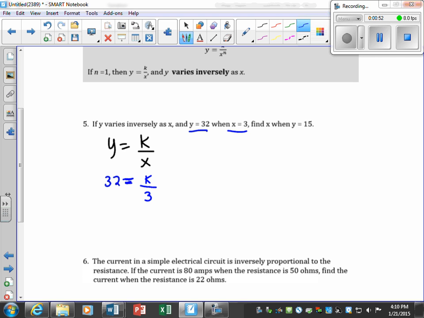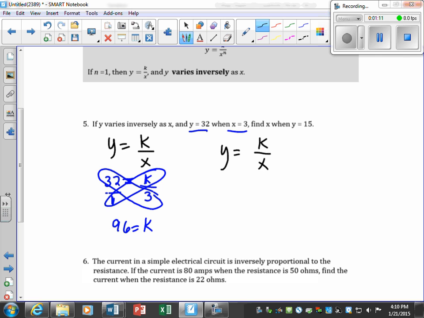Now in this case we're going to cross multiply. Put this over 1 and we're going to cross multiply. 32 times 3 is 96, and then 1 times k is just k. So find your k. Write the equation again, just like we did in the past, and we'll plug in k. So y is equal to 96 over x, and then you finish out the problem.